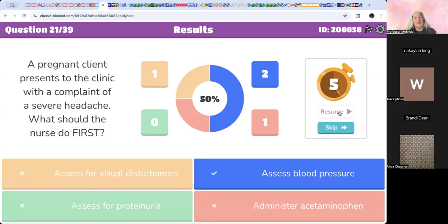If I take her blood pressure and it's less than 140/90, then maybe Tylenol is a good choice for her. Tylenol can be a good choice either way, but it's not a priority, right? But if I take her blood pressure and it's elevated, then we need to do some other things. So if she comes in with a headache and her blood pressure is 152/94, then what should we do?